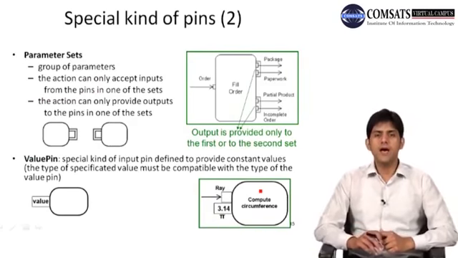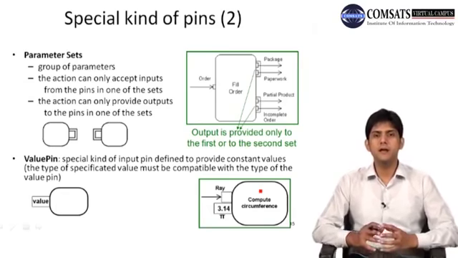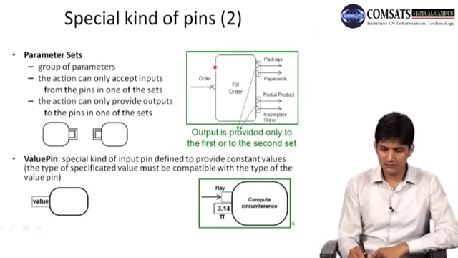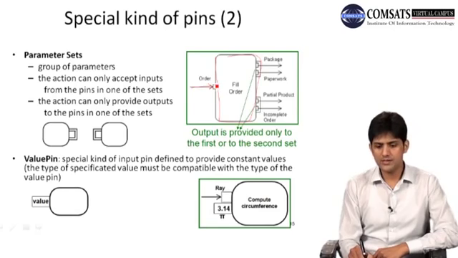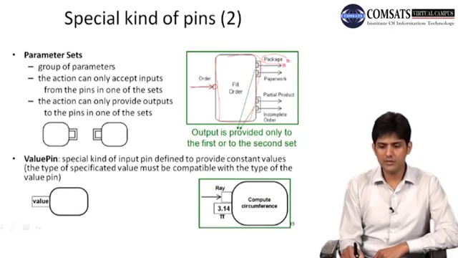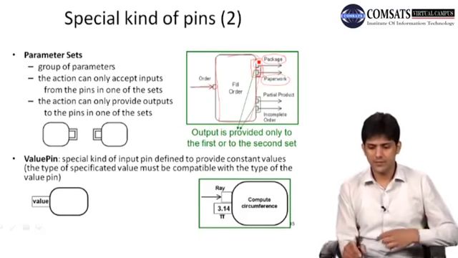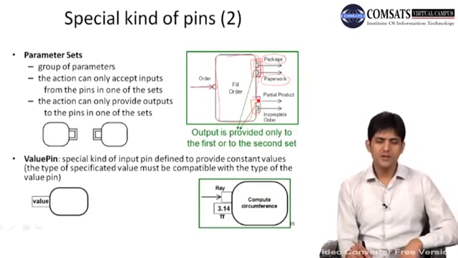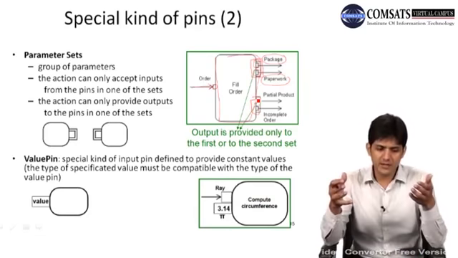Then we can have special pins which combine to make a set of parameters. For example, you have this big action called order, and then there is a small input pin. But when you are filling an order, you have two kinds of information: the package and the paperwork. You can see these two small pins, but they combine to make a big set. So we call it a parameter set. In case of partial product we again have two sets. It is a group of parameters.